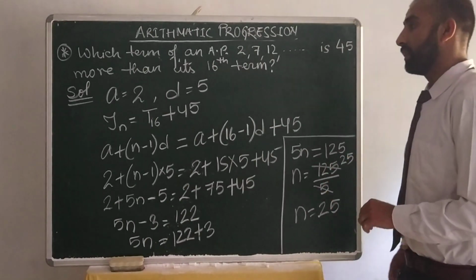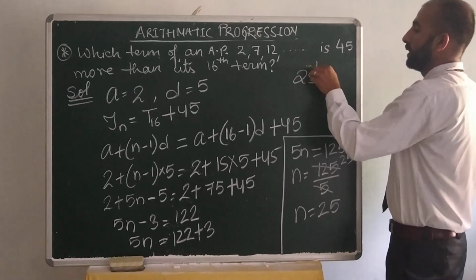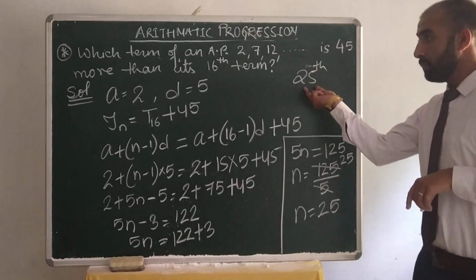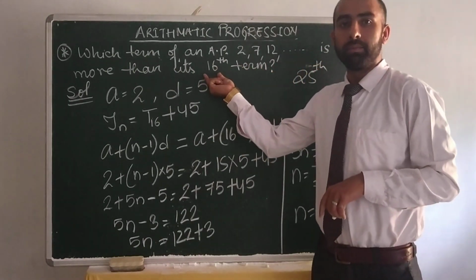That means the 25th term will be 45 more than its 16th term.